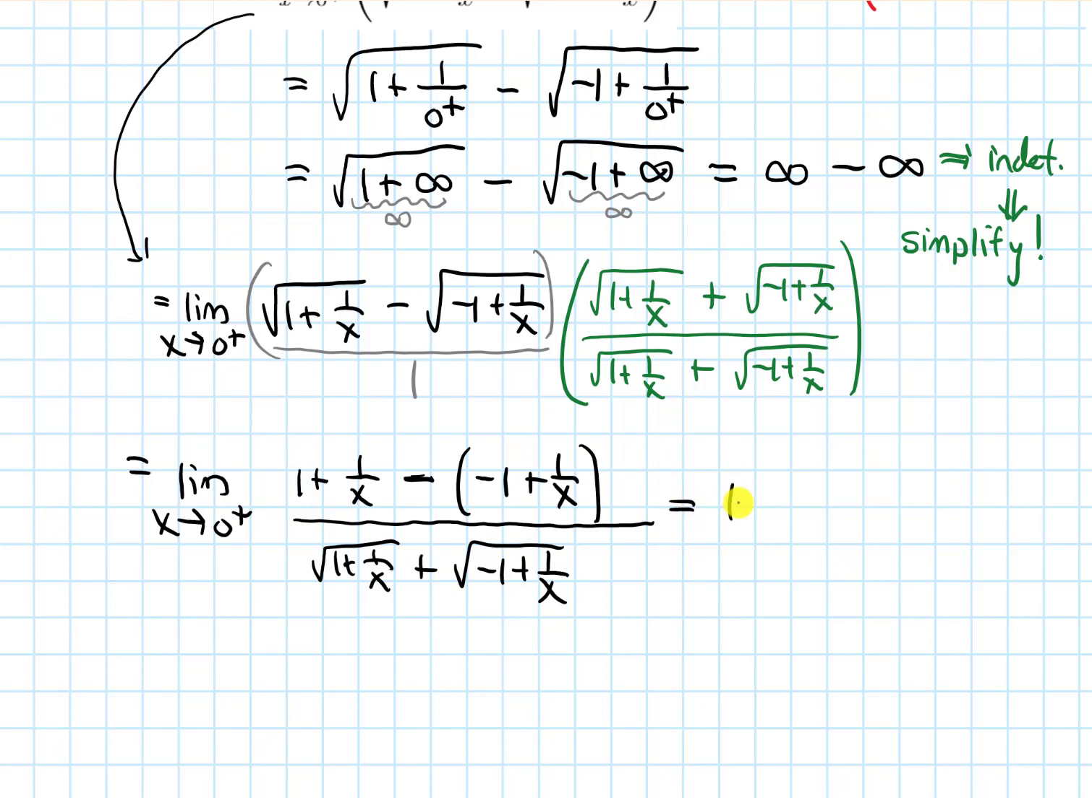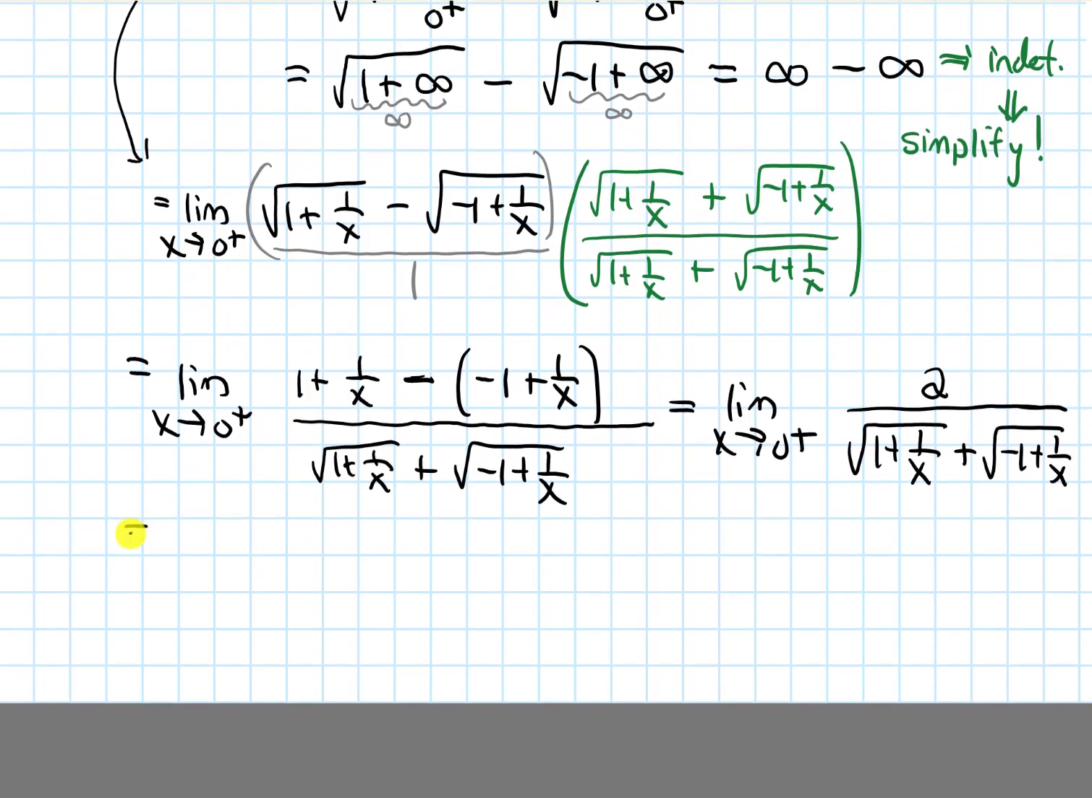And now this simplifies the limit as x approaches 0 from the right. On the top, after I distribute that negative, I'll be left with just 2. On the bottom, I get root 1 plus 1 over x plus root -1 plus 1 over x. Awesome. And now we will plug in. So we get that 2 on the top. I've already plugged into something very, very similar to this denominator before. I know that both of the root terms will end up being infinity. I'll get infinity. This time I have a plus infinity.